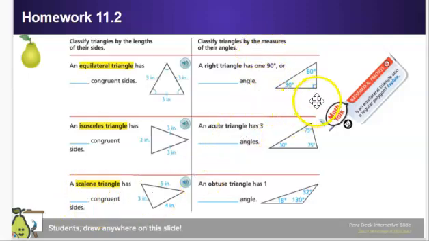Then we also have measurements. A right triangle will have that right angle, and you can see it right here. That's where these sides are perpendicular.